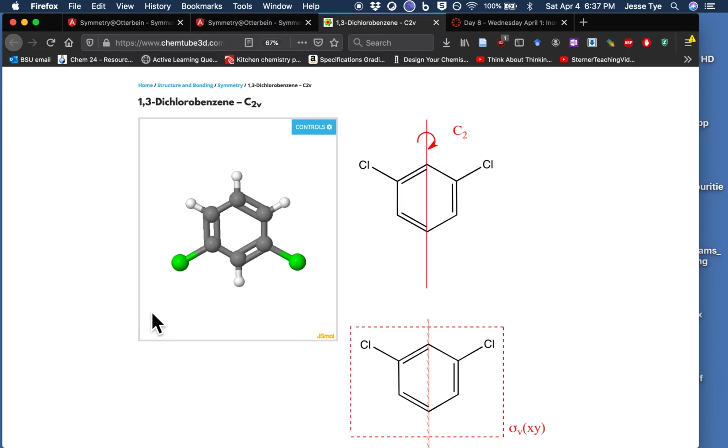Here we have 1,3-dichlorobenzene. It actually ends up being the same point group. We have our primary axis that goes straight up and down here. There's no horizontal mirror plane. There's two vertical mirror planes, so this one is also C2V.